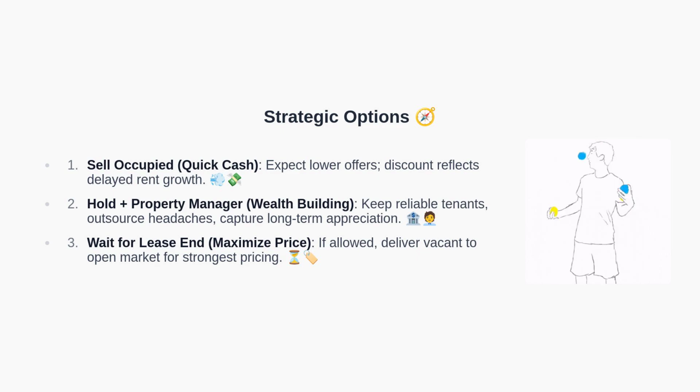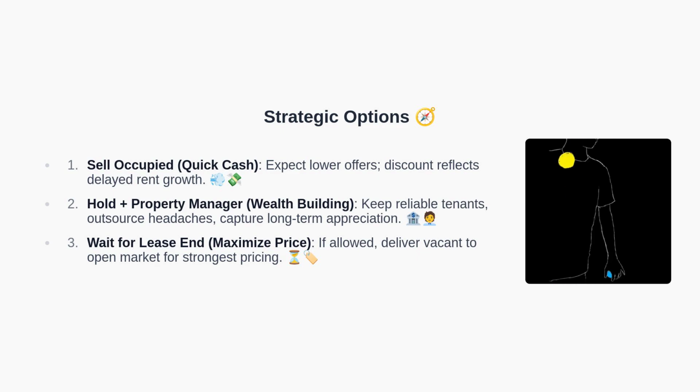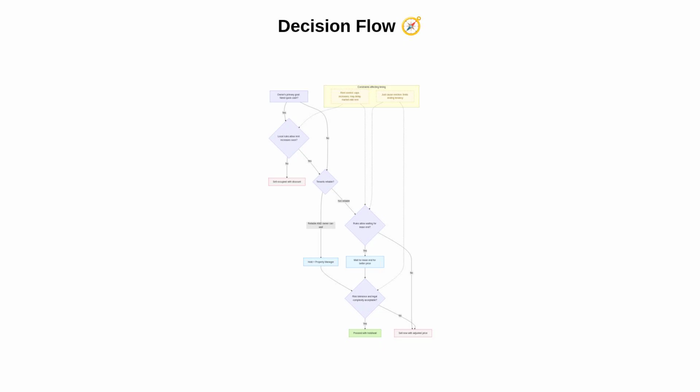To help you choose among these, let's visualize the decision logic with a flow diagram. This flowchart helps map decisions to outcomes. We begin with your primary goal. If you need quick cash and cannot legally raise rents soon, selling occupied at a discount becomes the practical outcome.